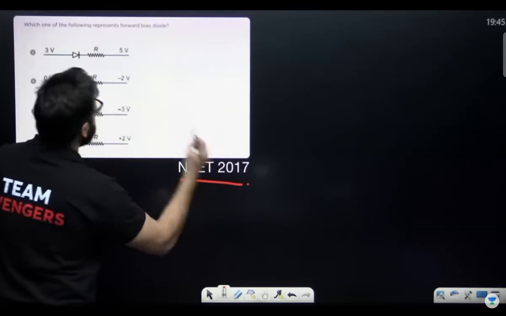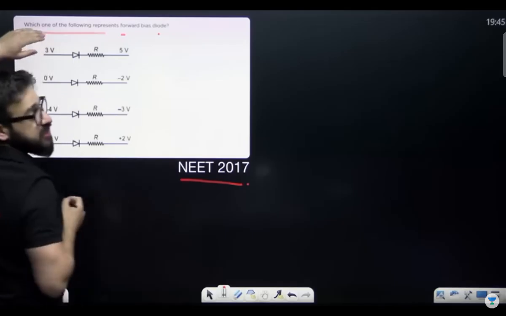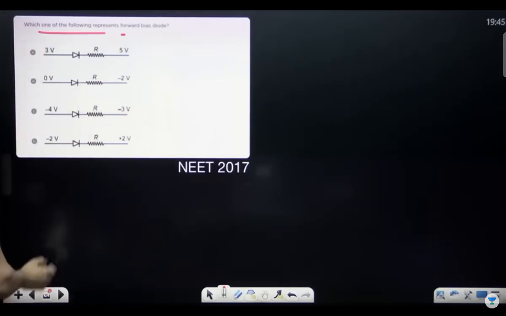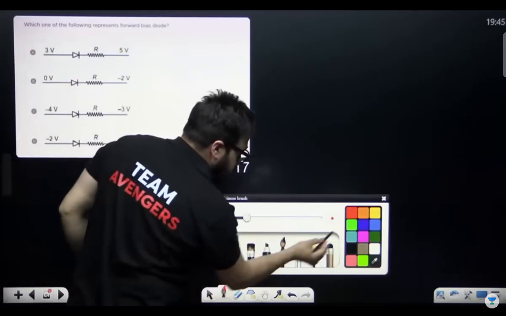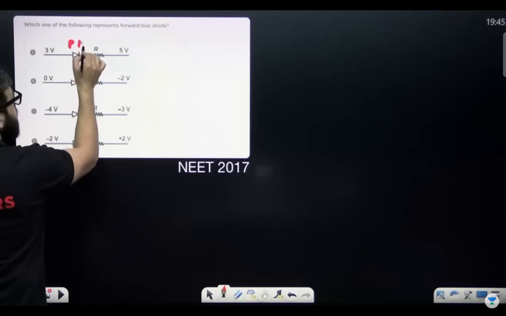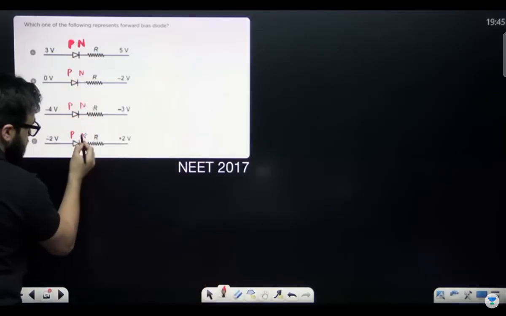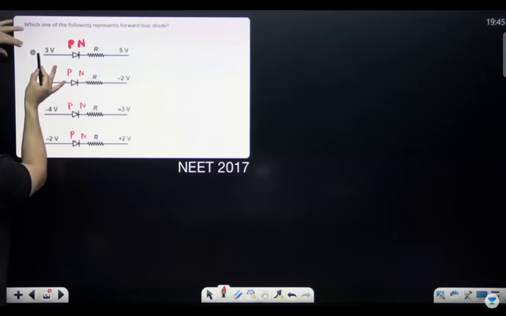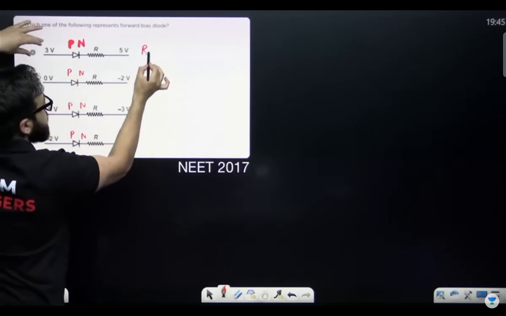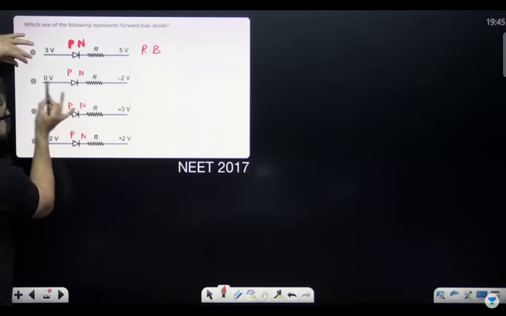NEET 2017, my dear NEET aspirants. Which one of the following represents the forward bias only? See, forward bias means when P side is connected to higher potential and N side is connected to lower potential. This is P, this is N. Now guys, see, in this case, P side is connected to 3 and N side is connected to 5. This is reverse bias. Okay, so P side is connected to 0, N side is connected to -2.